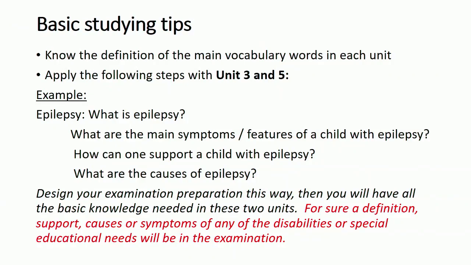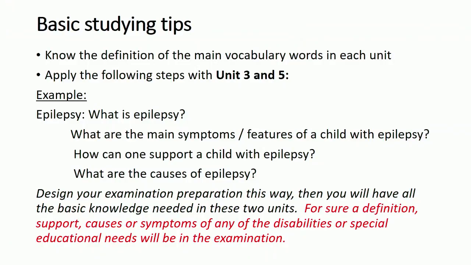For example, when we deal with epilepsy, you need to know what is epilepsy. You need to know the main symptoms or the features of a child with epilepsy. And then you need to know how can I support this learner with epilepsy. And lastly, also the causes of epilepsy. So if you study each and every special need or each and every disability that way, then you can cover a whole lot of information at once, especially with Unit 3 and 5.